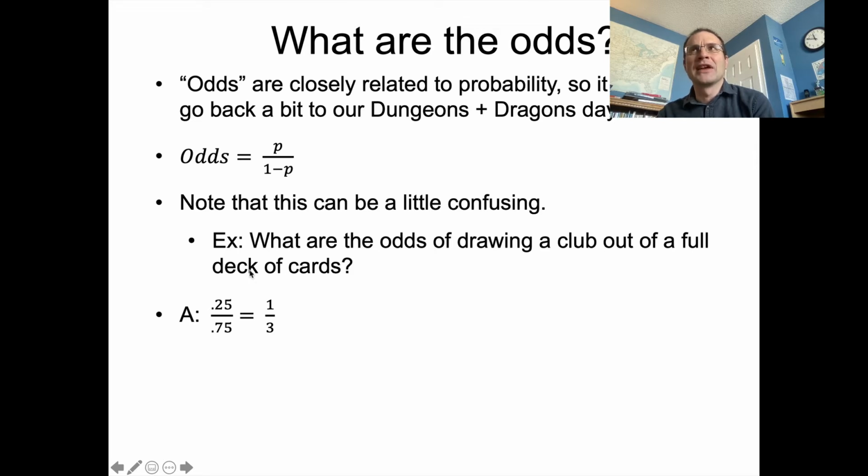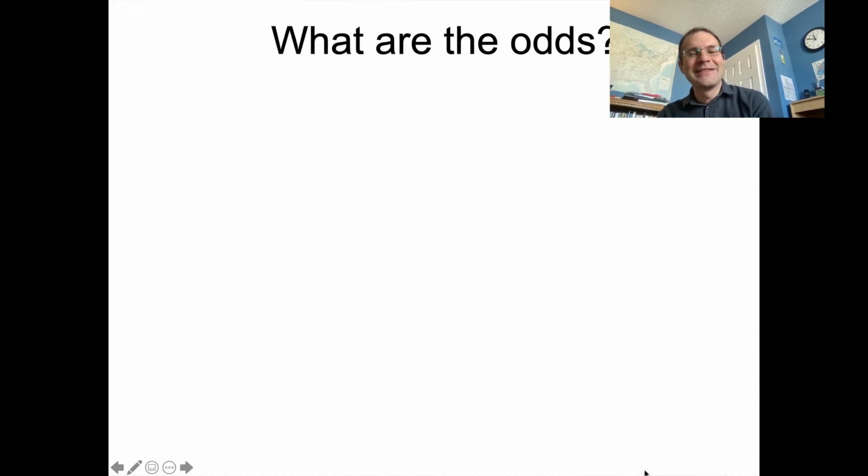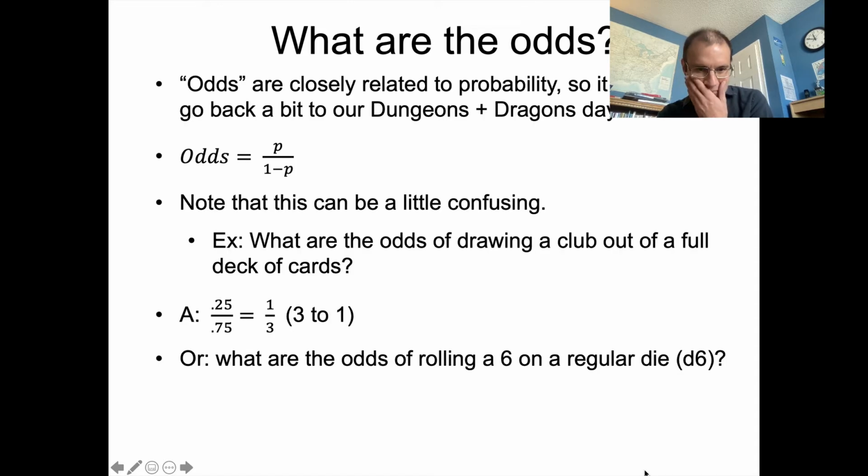Or maybe I guess you could say 3 and 1, something like that. 3 to 1. Yeah, that's a better way of saying it, which is actually how odds are normally expressed. So maybe I'll put that on the slide here. 3 to 1 is the way we'd normally talk about it. But that kind of gives away the answer to this next question as well.